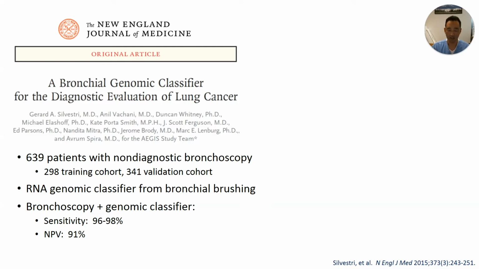And to cut to the chase, the combination of the genomic classifier with bronchoscopy together, those two had a sensitivity of around 96 to 98%, and a very high negative predictive value of 91%. So how does this work? Since it has a high negative predictive value, it's not very good necessarily at telling you who has cancer, but it can tell you who may not have cancer.